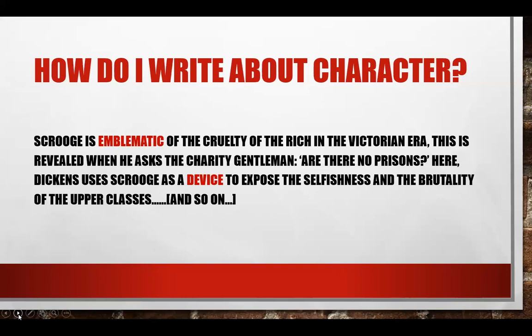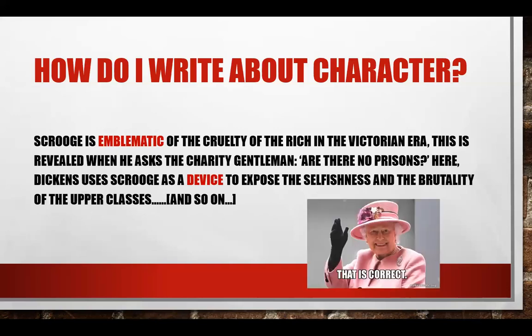We're acknowledging that Scrooge is not a real person. He is an emblem. He is a symbol. And then we go on to reinforce that when we say that Scrooge is a device. He's something used by Dickens to show us something. He's not a real person wandering around being mean to people, but he represents real people who wandered around being mean to others and being selfish and being ignorant and being avaricious. You've got to make sure that you understand that characters are constructions. They're created by the writer.